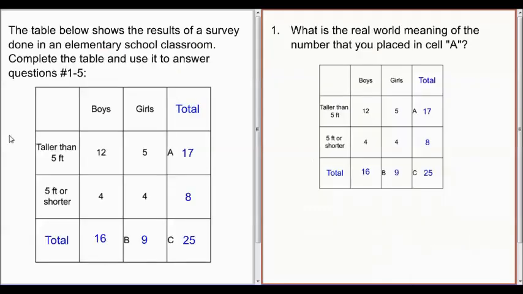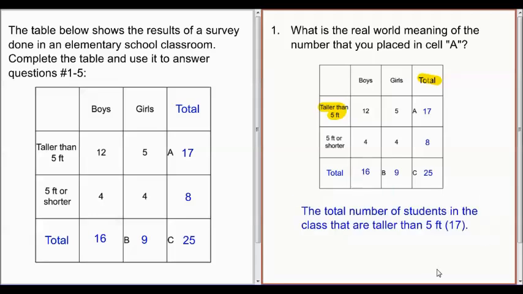Okay, so what is the real world meaning of this number 17 that we placed in cell A? Well, it's the total number of students in the class that are taller than 5 foot. Some people made this a little bit overly complicated by saying it's the total number of boys and girls that are taller than 5 foot. Well, you're either a boy or a girl, so it doesn't need to be said. Just say the total number of students in the class that are taller than 5 foot.